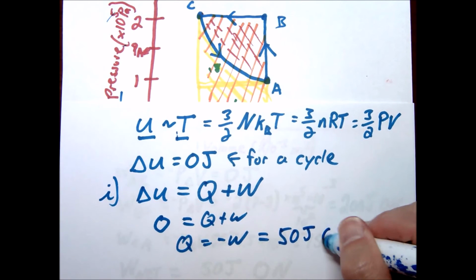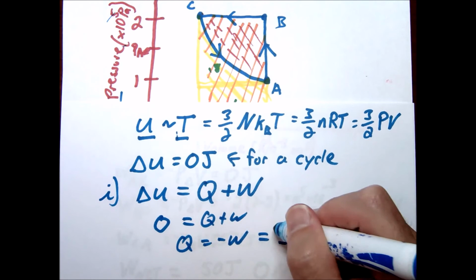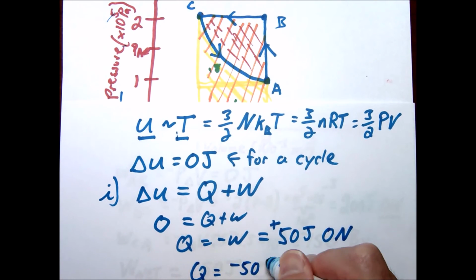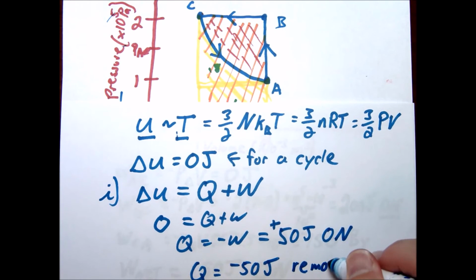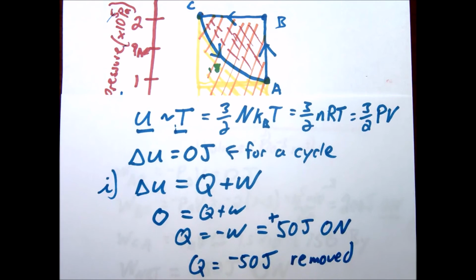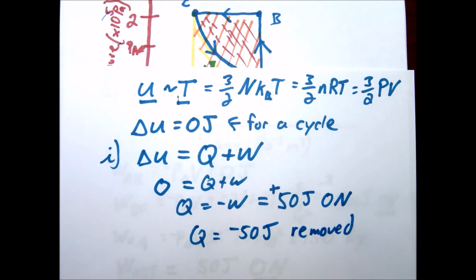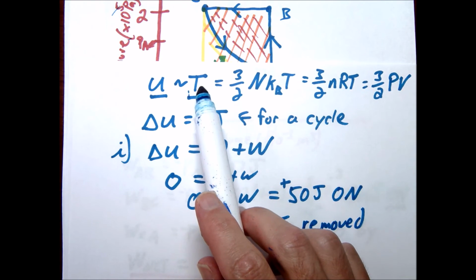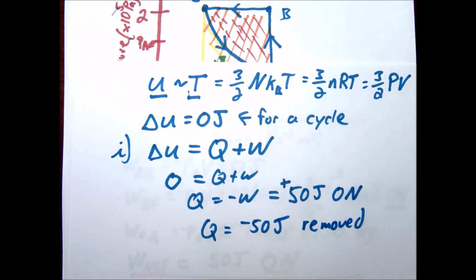Remember that was 50 joules done on the system, which means it had a positive value. So if we now negate that, we're going to get Q equals negative 50 joules. So in other words, heat was removed from the system. And again, going back to what I just said, notice ultimately we took heat away from the system, but the temperature remained the same, right? The temperature stayed the same back when we went to the last step.